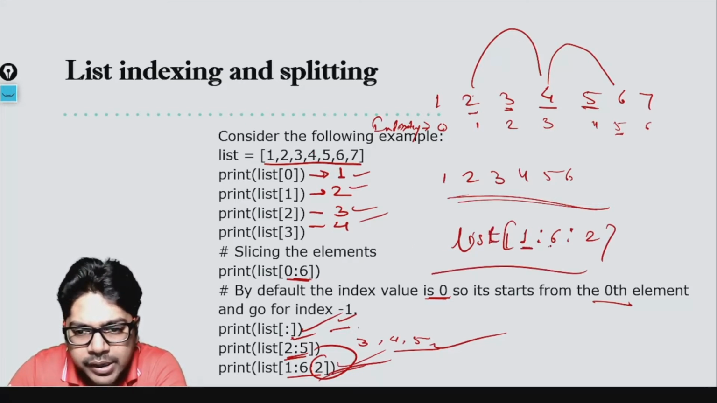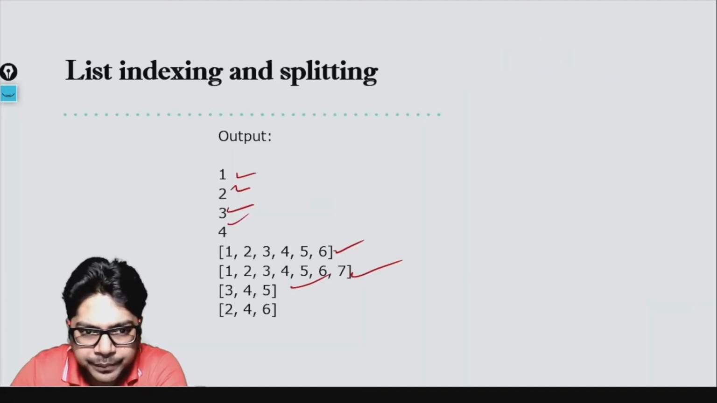So this is the starting point, this is the ending point and the step. So from the first index, which is 2, then it will jump 2 steps. It will go into the third index, which is 4, and it will go to the 5th index, which is 6. Okay, this is how it is going to print.